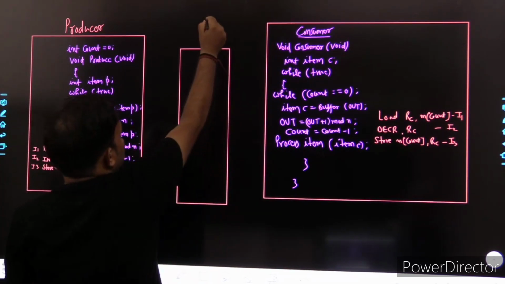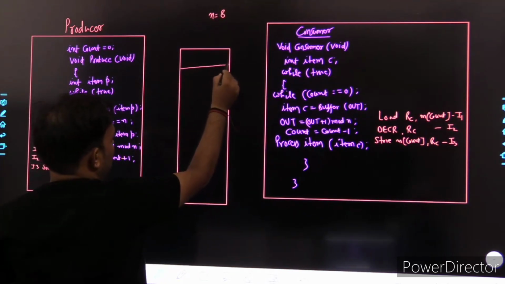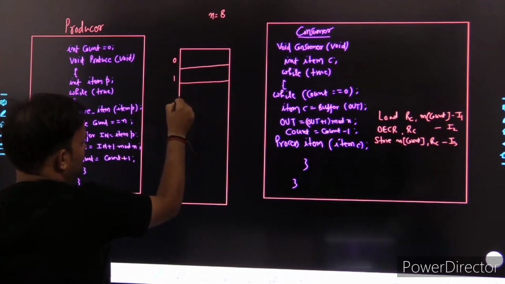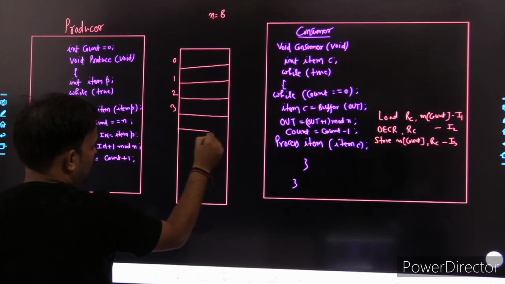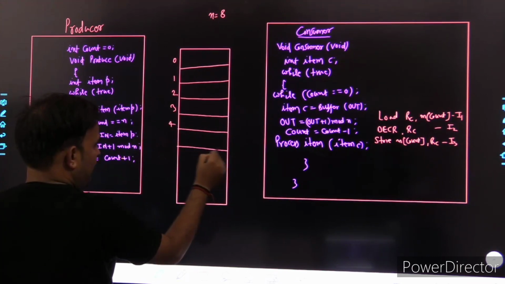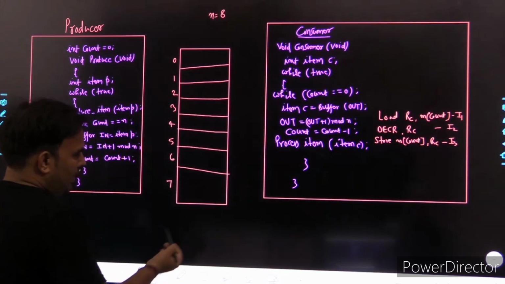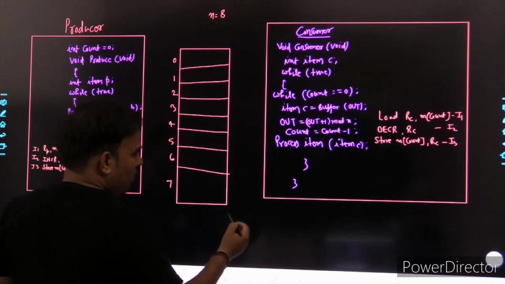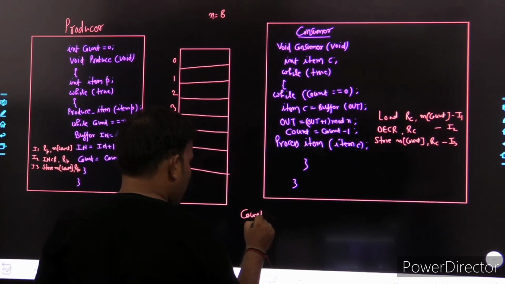Here the buffer size is 8, so the index of the buffer will be 0 to 7: 0, 1, 2, 3, 4, 5, 6 and 7. Understand clearly? And here we have a count variable.